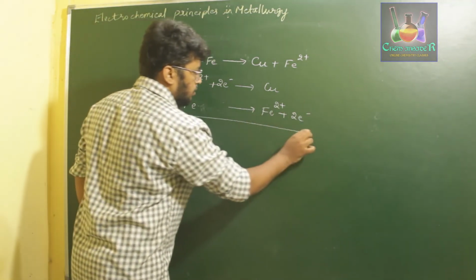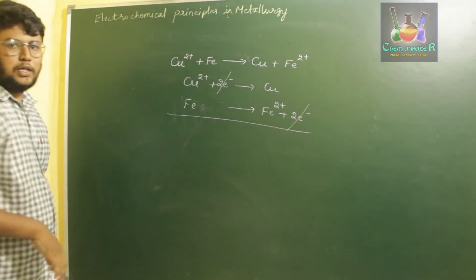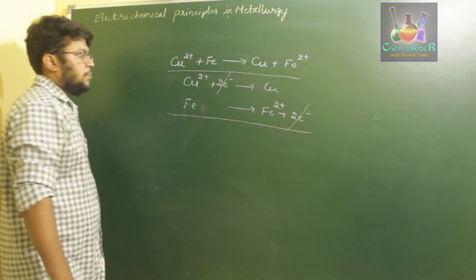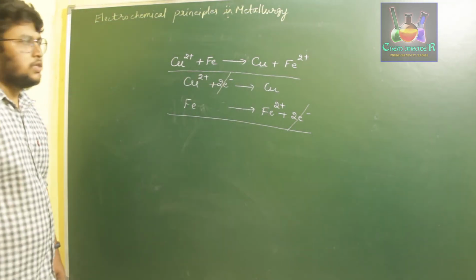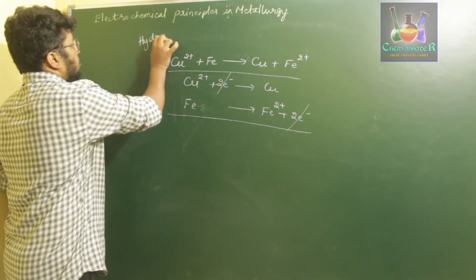On adding these two reactions, we can observe that the 2 electrons from each get cancelled out, leaving behind our overall reaction as Cu2+ + Fe giving Cu + Fe2+. So this is the hydrometallurgy process.